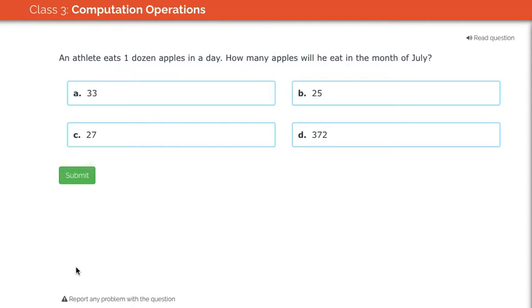Right on. An athlete eats 1 dozen apples in a day. How many apples will he eat in the month of July? So, 1 dozen is 12 apples. July. April, November, June, September are all 30 days. So let's multiply 30 with 12.